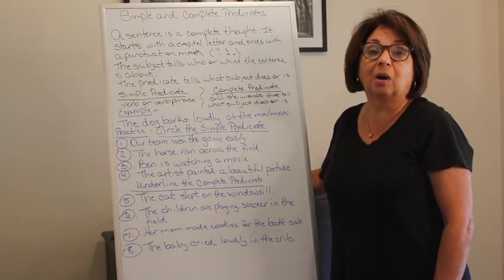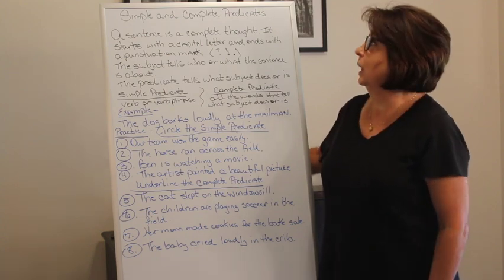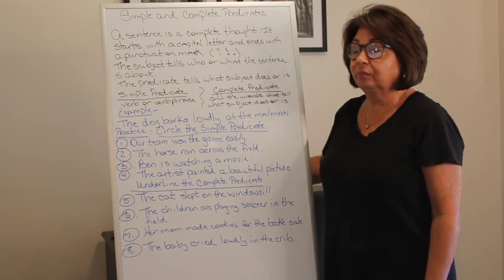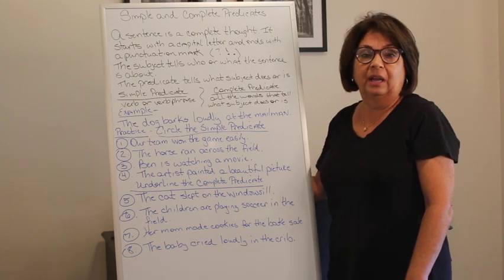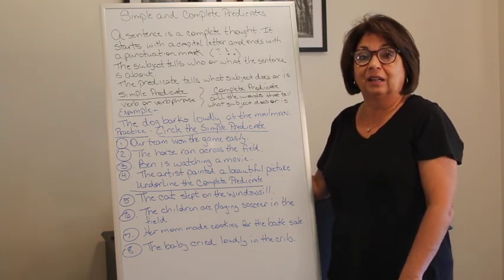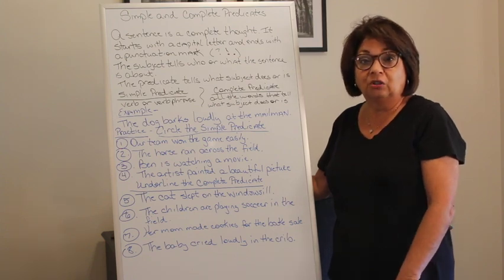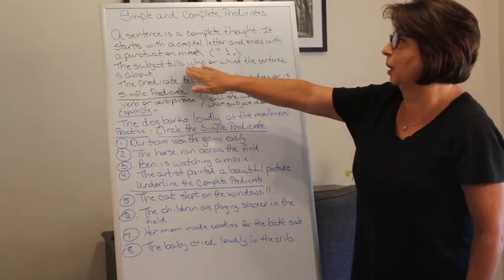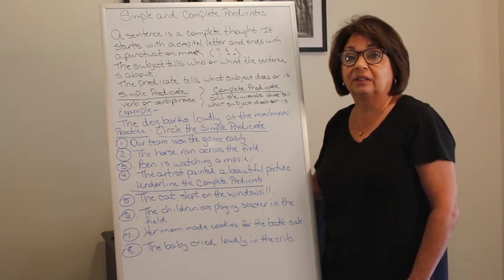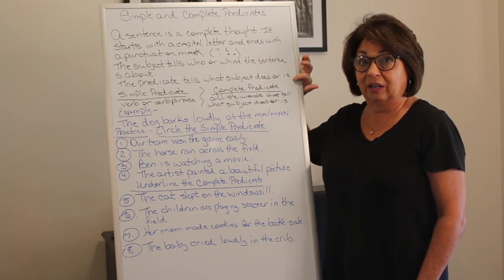Today we're going to continue our conversation about sentences, particularly simple and complete predicates. Remember from our lesson before, a sentence is a complete thought. It always starts with a capital letter and it ends with some form of punctuation. A period if it's a statement, a question mark if it's a question, and an exclamation point if you show excitement in your sentence. The subject tells who or what the sentence is about. The predicate tells what the subject does or is.